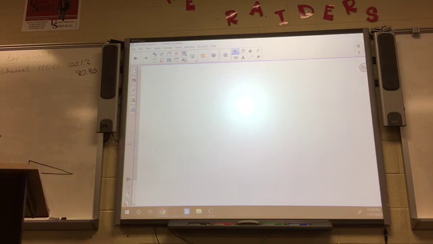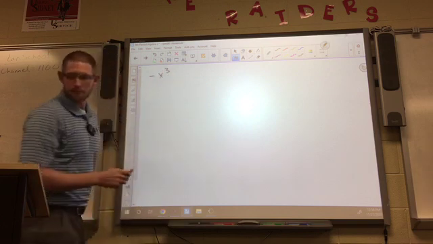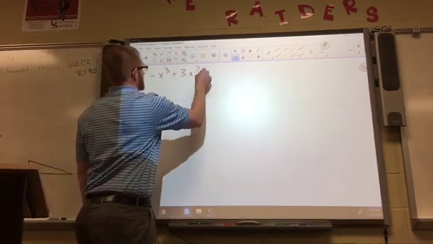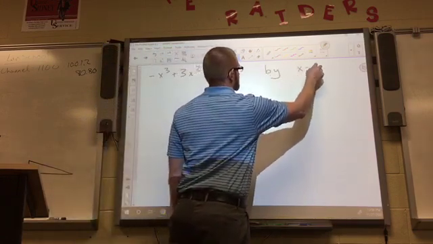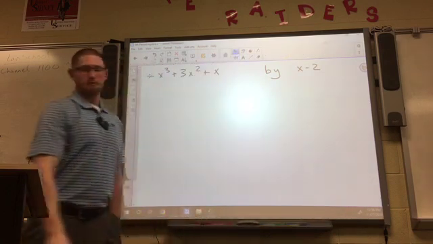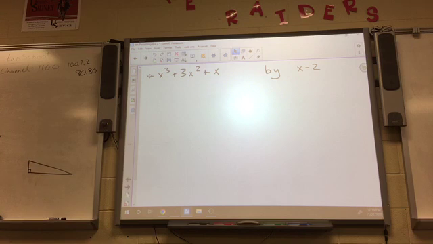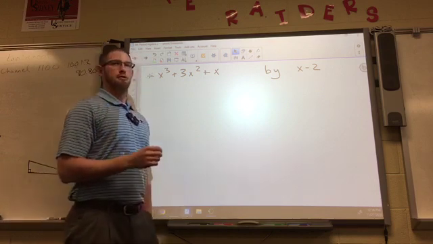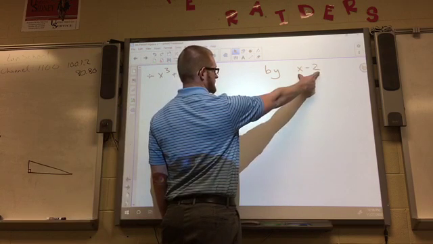Now, if they give me two things that they want me to divide, they give me negative x cubed plus 3x squared plus x, and they want me to divide it by x minus 2. The only time that you can do synthetic division is if you have a binomial like this.